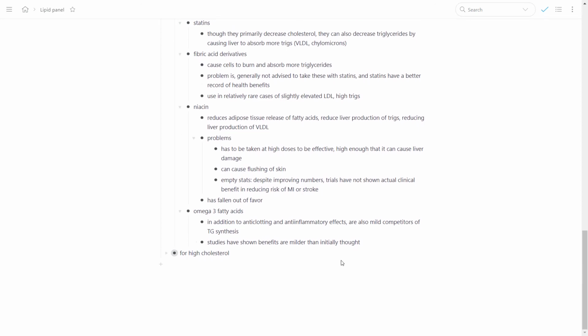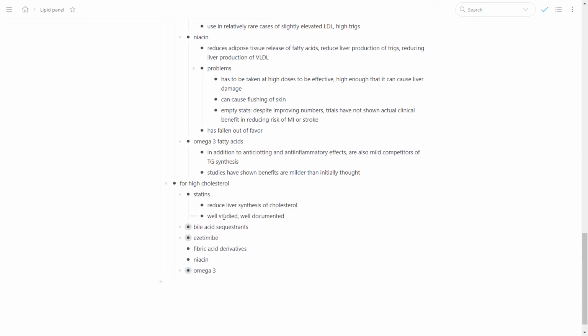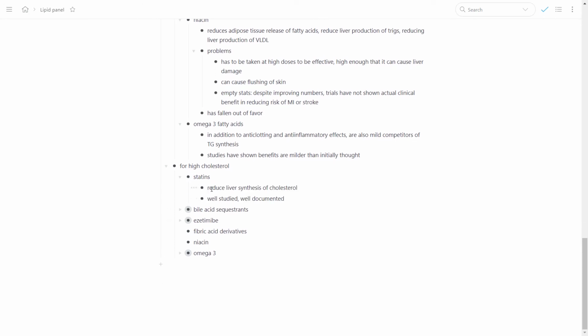And last but not least, there are the medications for high cholesterol. There's a bunch of different classes, but the big one you need to know is statins. Those reduce liver synthesis of cholesterol. That's actually the main source of cholesterol that gets packaged in VLDLs and ultimately in LDLs. And these are well studied and well documented in terms of their benefits in reducing the risk of MIs.